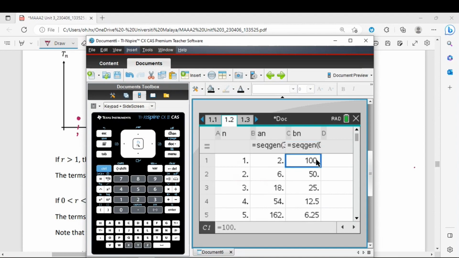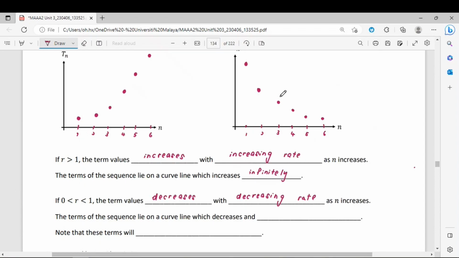If your first term is negative, then when you multiply, you get negative, and you continue to get negative. But if your first term is a positive value and you keep on multiplying with a positive number, you will only get a number becoming very, very small, but you will never get a negative. I hope it makes sense. So this graph will just continue approaching 0 like that, but it will never go negative. The terms of the sequence lie on a curve that decreases and approaches 0. It will be very, very small, getting nearer and nearer to 0, but it will never get to negative. So note that this term will never be negative.